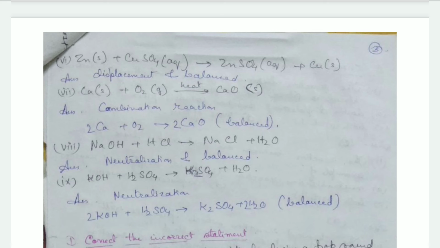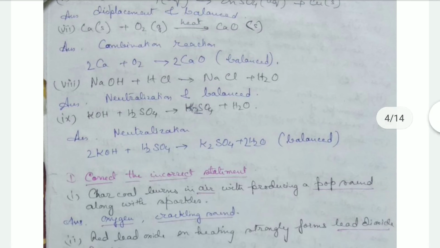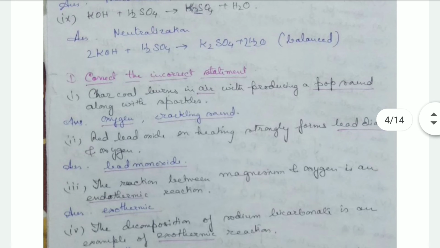Then KOH, when it reacts with sulfuric acid, again a base reacting with an acid, gives us K2SO4 and H2O, that is, salt and water. That's a neutralization reaction, and to balance the equation, 2KOH plus H2SO4 gives us K2SO4 plus 2H2O. That's a balanced equation. Then correct the incorrect statements.